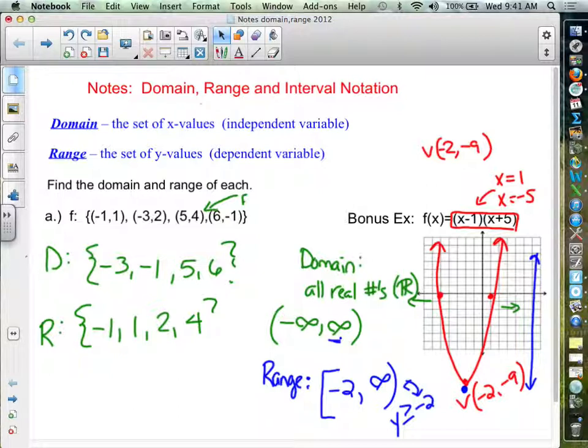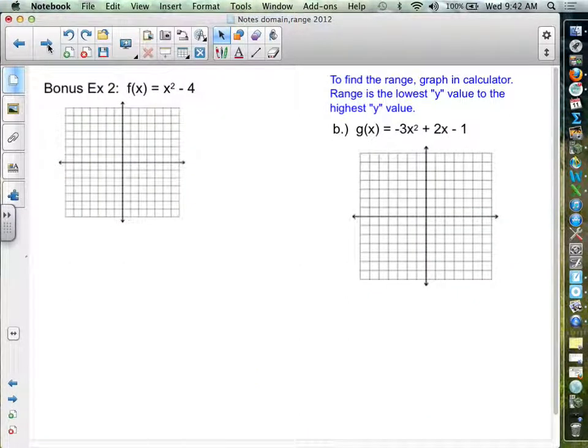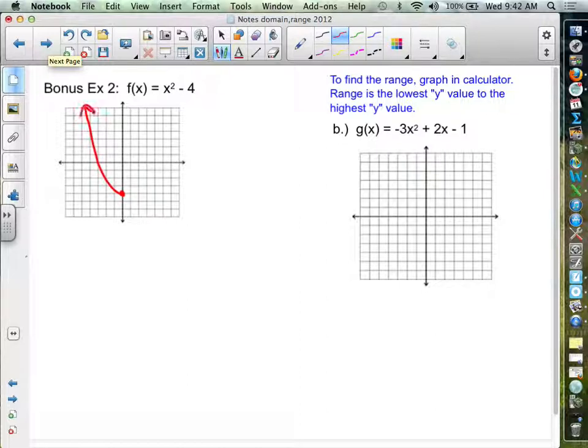All right, let's look at another basic equation first, and we'll get into one that's a little more complicated. So the second bonus example here, x squared minus 4, I'm going to graph it. You can graph it in your calculator. And it's something like that. This vertex is down here at (0, -4). Yep, looks good, (0, -4).